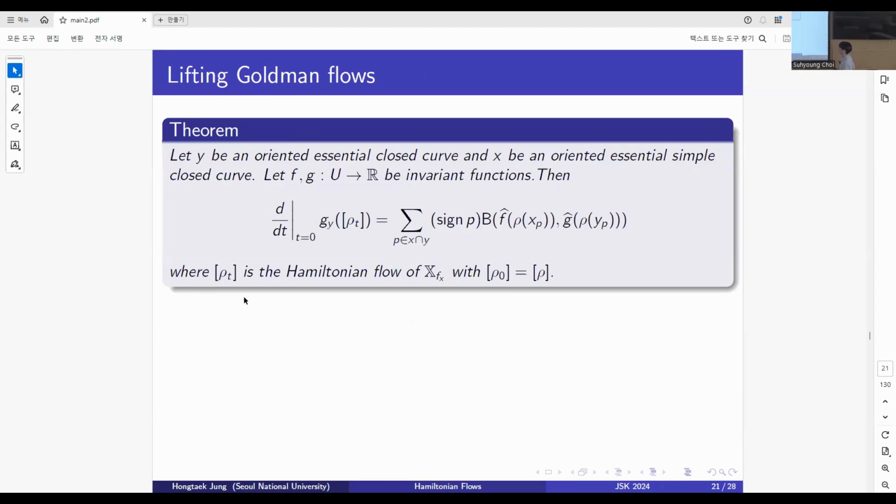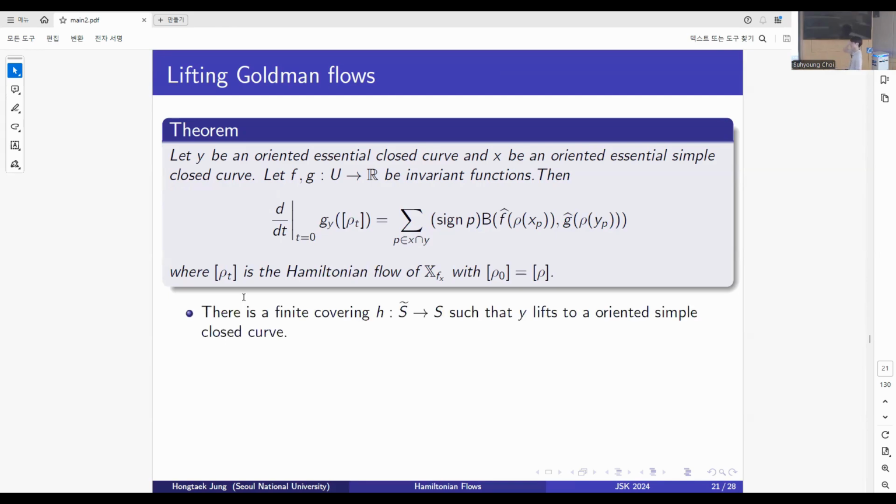And let's say f and g are invariant functions. And then this first derivative can be computed by using this summation. This is almost the same as Goldman's product formula, but the point is that y is not necessarily simple here. Of course, we cannot put omega of x, we cannot, yes, this is this. All right, well, how to prove it? Well, if y were simple from the beginning, we just use the Goldman product formula. But if y is not simple, this is a kind of standard procedure.